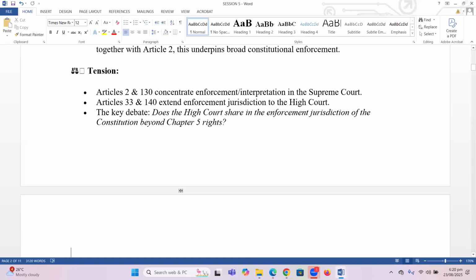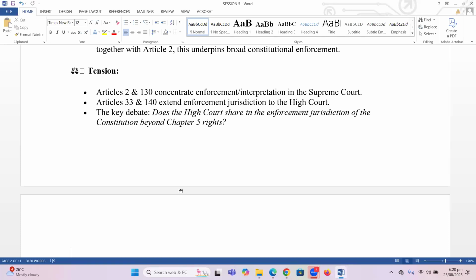So, what is the controversy? Or what is the tension? As we have noted, Articles 2 and 130 concentrate on enforcement and interpretation powers of the Supreme Court. And then Article 33 and 140 also extend enforcement jurisdiction to the High Court. So the key debate is, does the High Court share in the enforcement jurisdiction of the Constitution beyond Chapter 5?